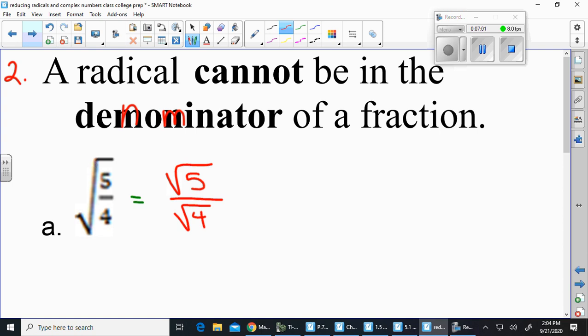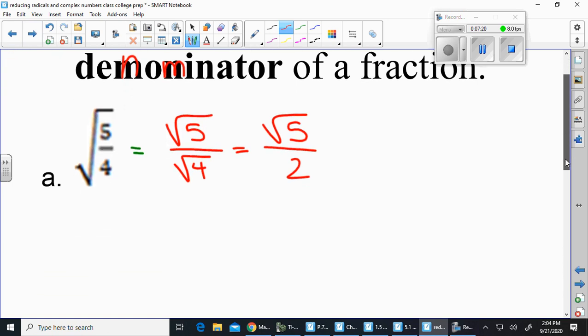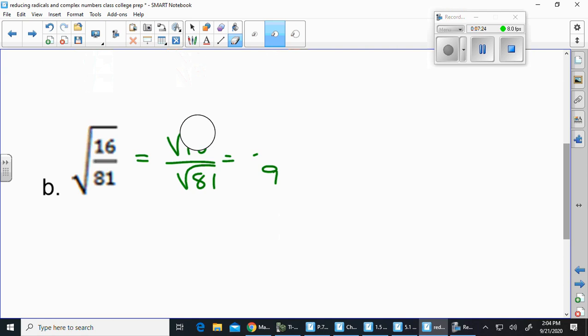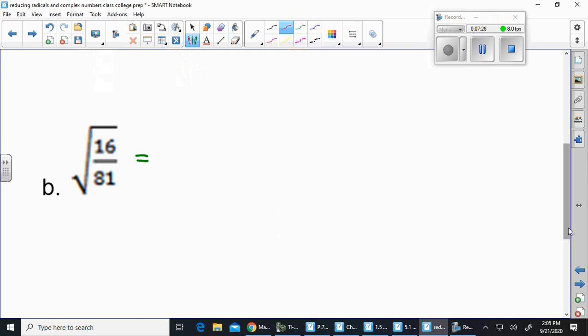Radical 5/4 is radical 5 over radical 4. You do not know radical 5, but the square root of 4 is 2. You're done. Because do you have a radical in the bottom? Nope. You're good to go. So what happens? I'll do another one. This one, same thing. Split it up.